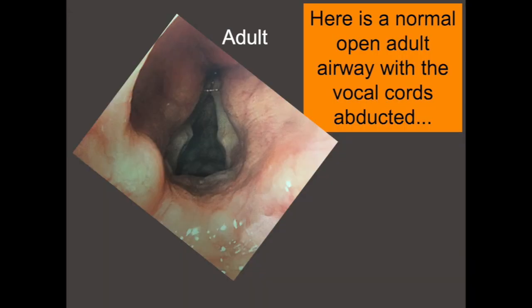You'll see that this is a normal open adult airway with the vocal cords abducted. You can see that you could look down into the depths and notice that there is tracheal tissue there. You can see some of the cartilage rings. So it's very, very close to the vocal cords, and the vocal cords are really the only protection from anything going down into the trachea.